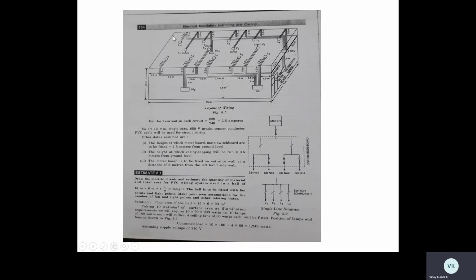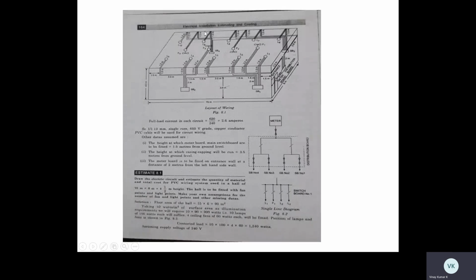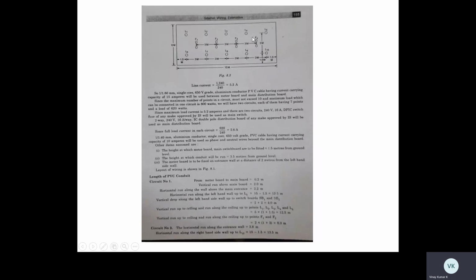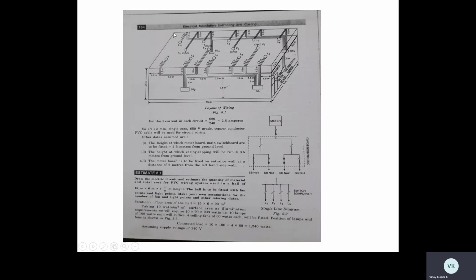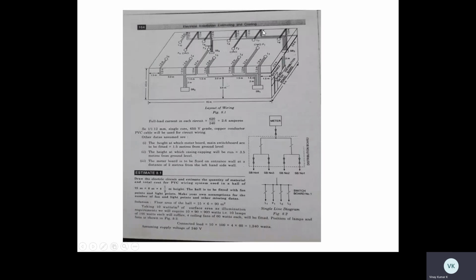Similarly, we have to calculate the PVC conduit required for subcircuit 2. Here total is 15 meters minus 1.5 meters. Same here also, 15 meters and 1.5 meters. That is 13.5 meters. And the vertical drop along SB3 and SB4. See here, the vertical drop. Here also the same, 2 meters. Here also 2 meters. Plus 2 plus 2, 4 meters.